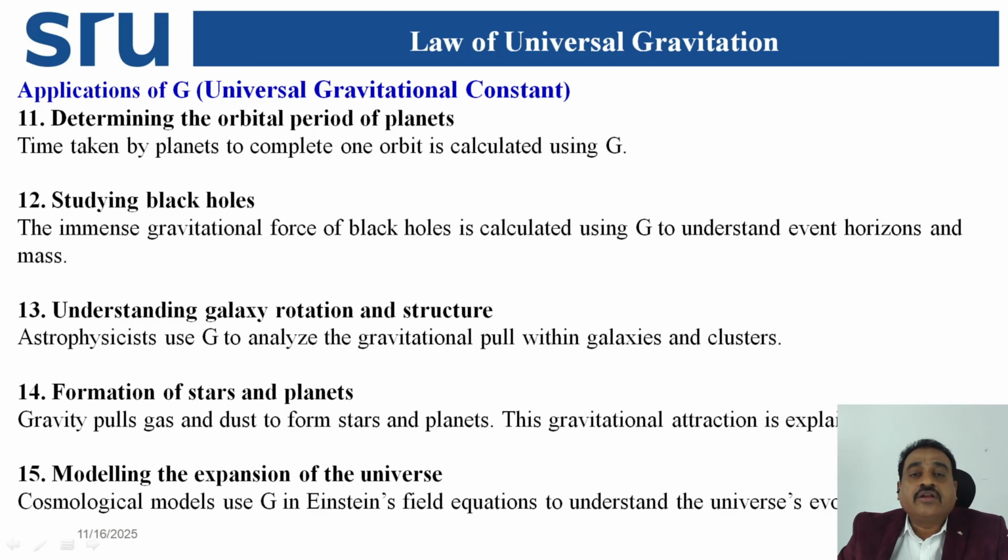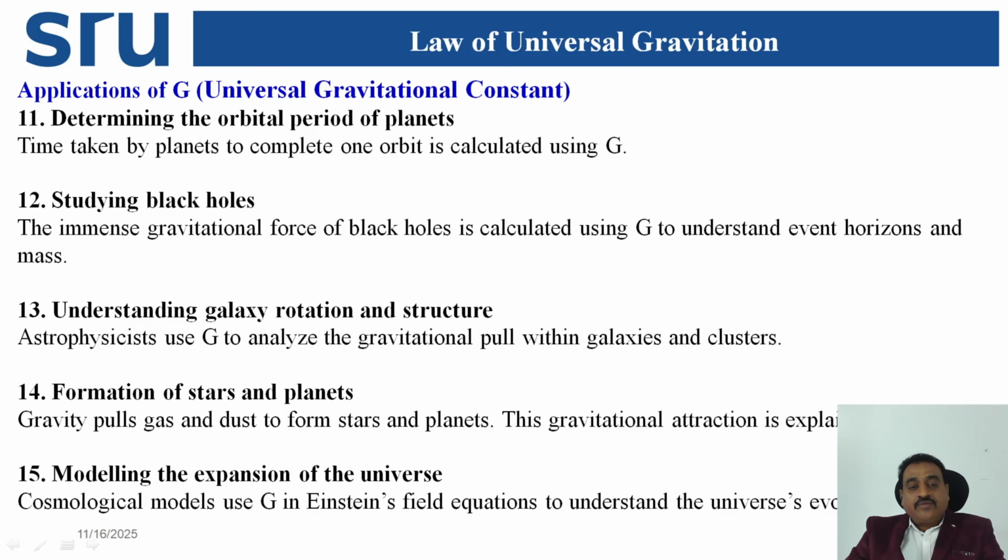Determining the orbital period of planets and studying black holes also use capital G. The immense gravitational force of black holes is calculated using the universal gravitational constant to understand event horizons and mass. Understanding galaxy rotation and structure, astrophysicists use G to analyze the gravitational pull within galaxies and clusters.